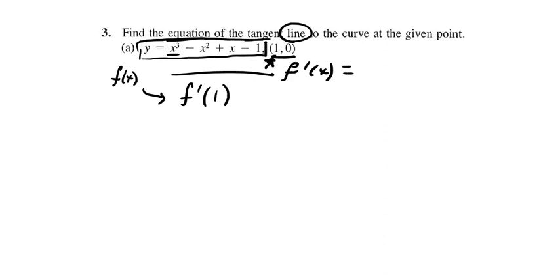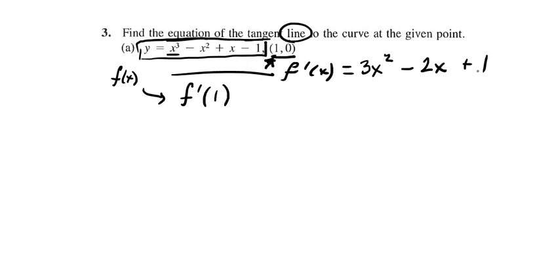What's the derivative of x cubed? It is 3x squared. Try not to say 3x2. Try to say 3x squared, or 3x to the power of 2. That would be better. Minus what? 2x. Very good. Plus 1. Awesome. Okay, so that is the expression.